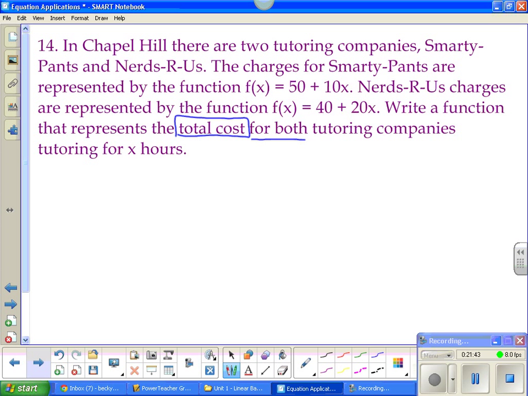Well, this is not same. This is not equals. This is total cost. Total cost means add them together. So I'm going to take Smarty Pants and I'm going to add to it Nerds R Us.